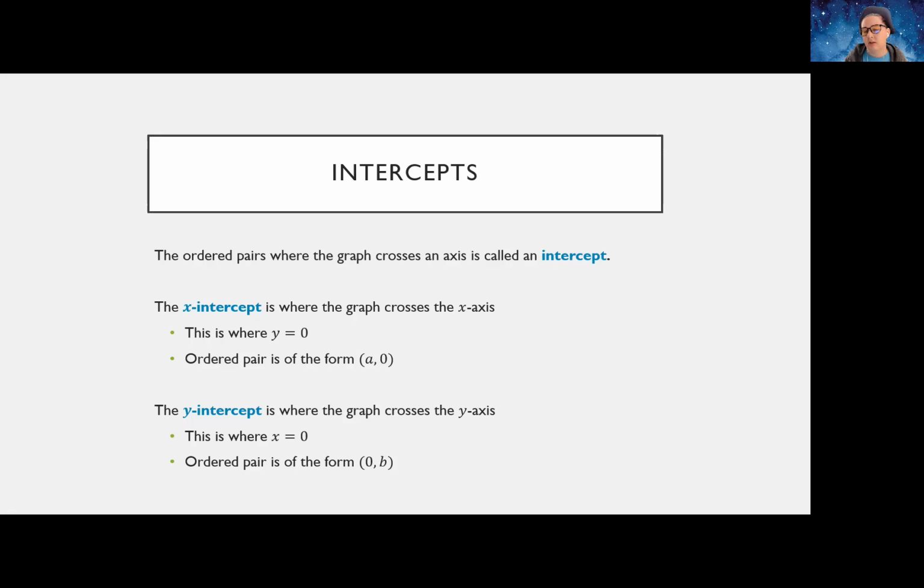For your x-intercept, your y value is 0, because it's not going vertical at all. So your ordered pair has 0 for your y value. The y-intercept is not going horizontal, so your x is equal to 0, and then your ordered pair only has a y value because your x is 0. So these are important concepts and they do relate to horizontal and vertical lines.